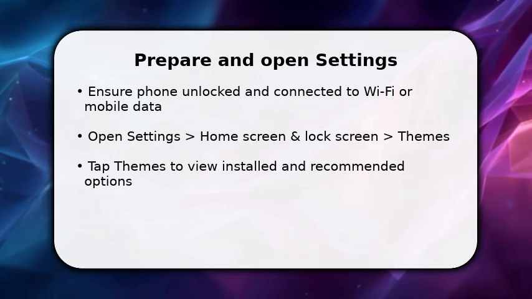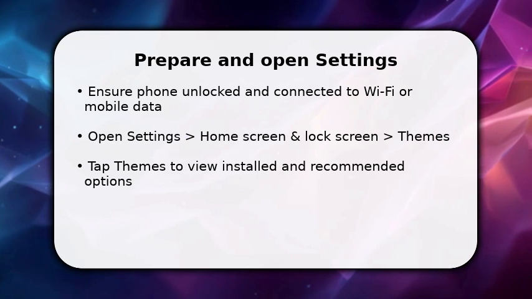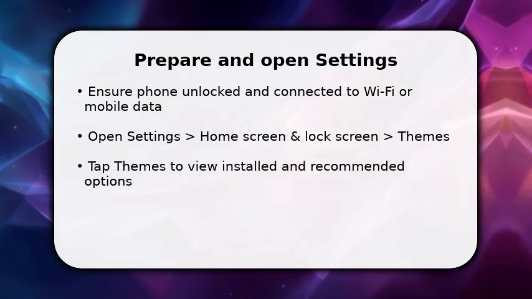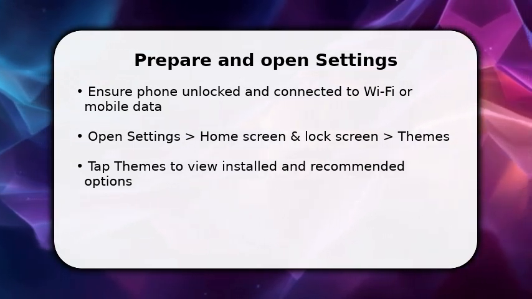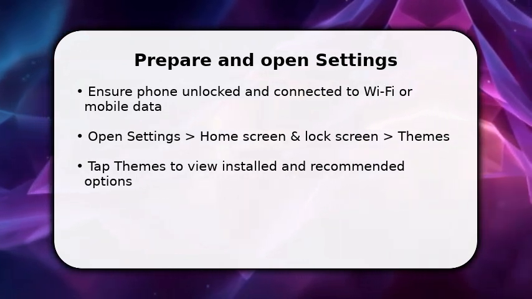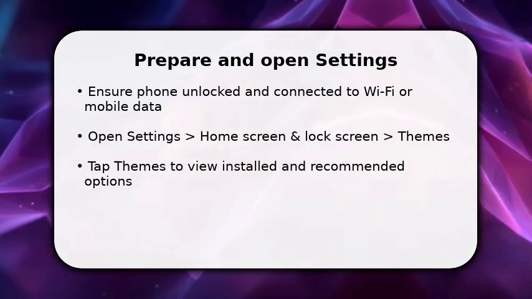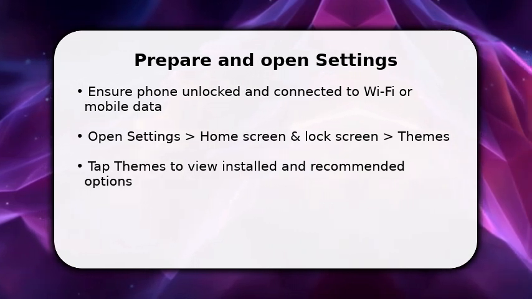Enjoy the video. You start by making sure your Realme Note 50 is unlocked and online, because theme downloads need a connection. Once ready, open Settings and go directly to Home Screen and Lock Screen, then tap Themes. You do this now so you see both installed themes and recommendations. Make sure your battery is above 15% or plugged in, otherwise, avoid long downloads.